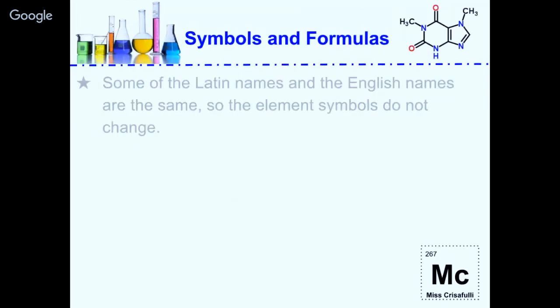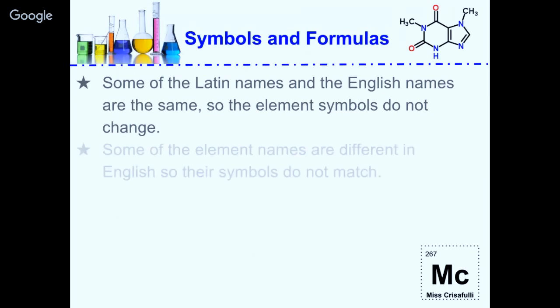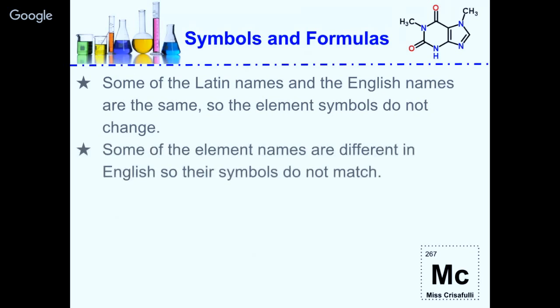Some of the Latin names and the English names are the same when translated, so the element symbols do not change. However, there are some element names that are different from the English ones, so their symbols do not match. For example, sodium. You would think that the element symbol for sodium would be S, but that is not correct. Sodium's Latin name is natrium, and the first 2 letters of natrium are Na, and that's how we get the symbol for sodium, Na.